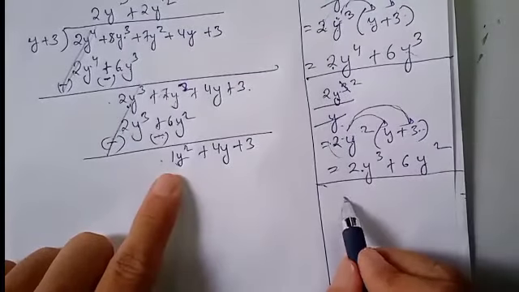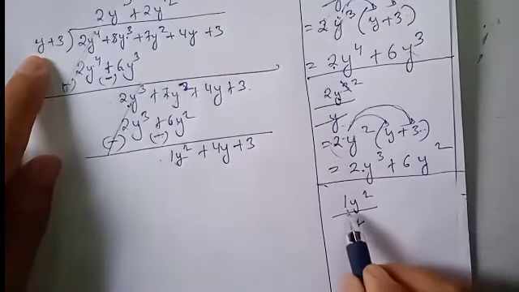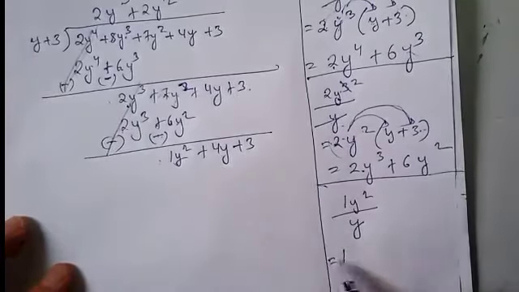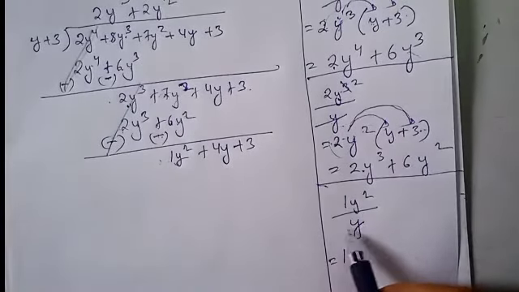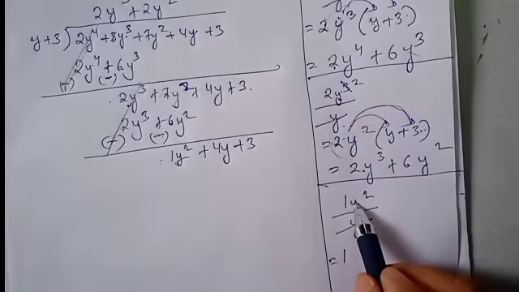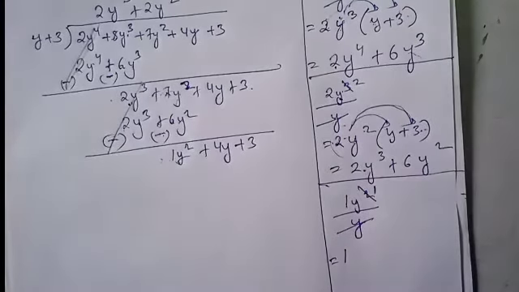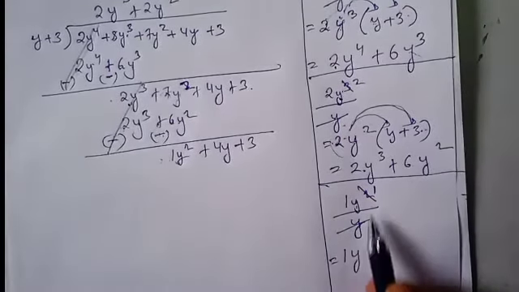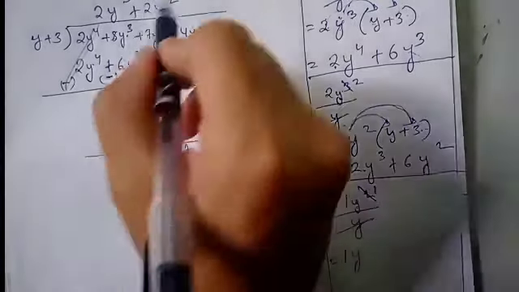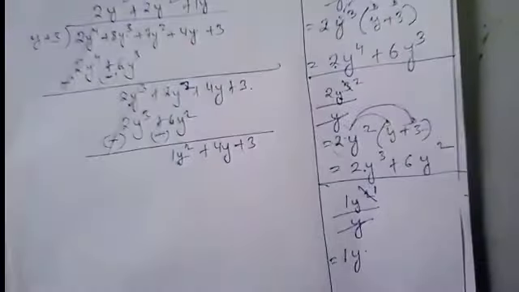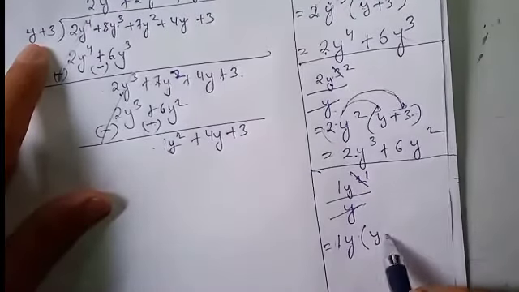Okay, next step. First one we have 1y squared divided by, again first one we have y. Number we have only 1. In the numerator we have y squared, in the denominator we have y. So if you remove 1y in the denominator, you have to remove 1y in the numerator. So the power will become 1, right? Y, if power is 1, no need to write. 1y means plus 1y, so here you write plus 1y, okay? Again, this answer 1y into the divisor, that is y plus 3.